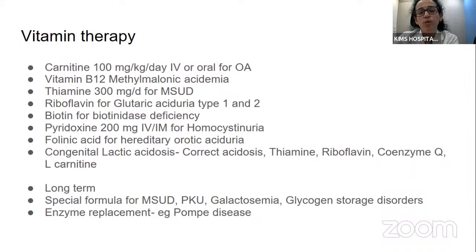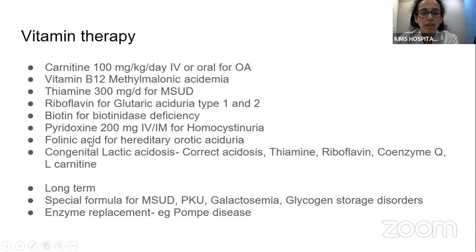So different vitamins are used in the treatment of different IEMs. So you'll see one by one. Carnitine is given at 100 mg per kg per day IV or oral for organic acidemias. Vitamin B12 for methylmalonic acidemia. Thiamine, as we have seen, for maple syrup urine disease. Riboflavin for glutaric aciduria type 1 and 2. Biotin for biotinidase deficiency. Pyridoxine for homocystinuria.